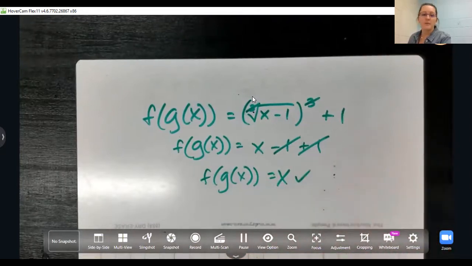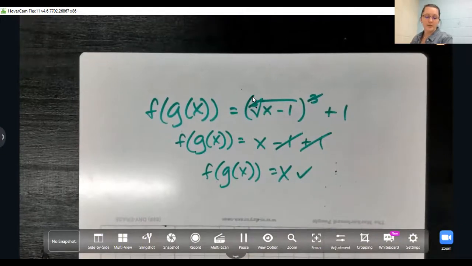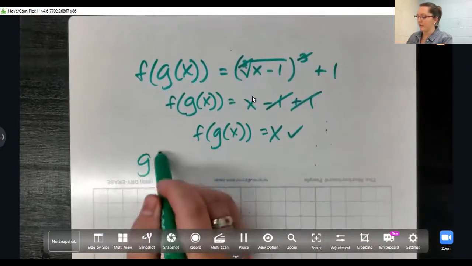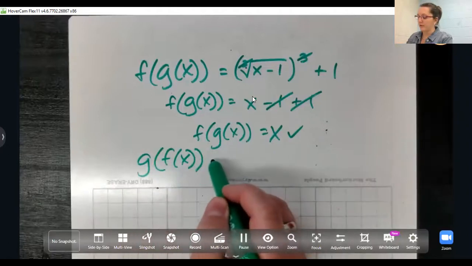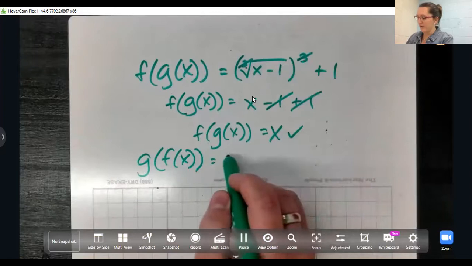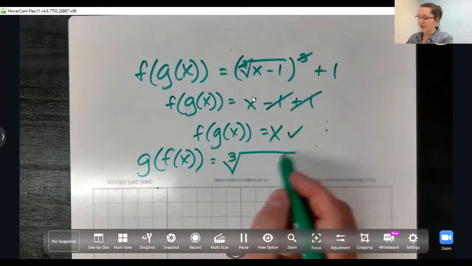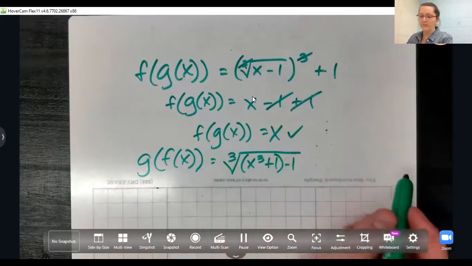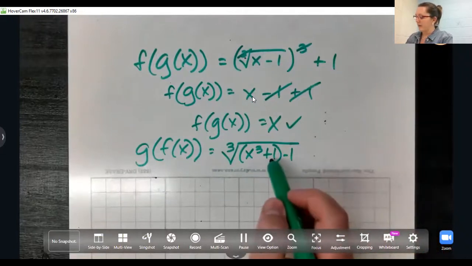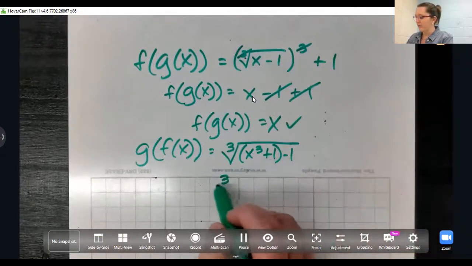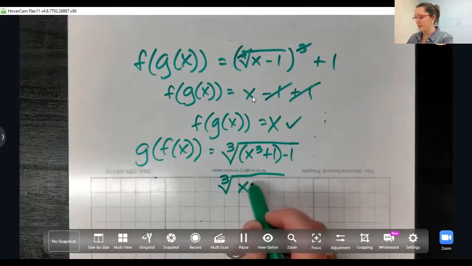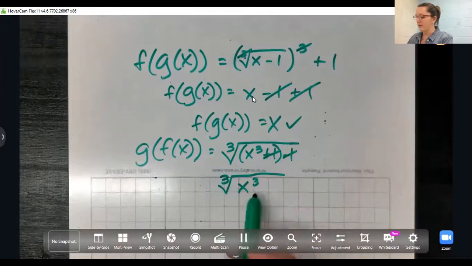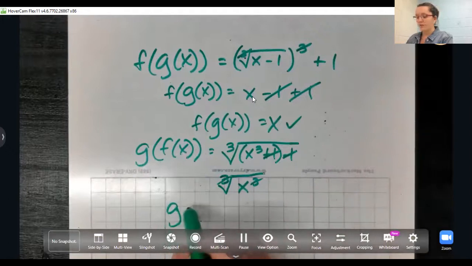So that checks out. But now we have to do the opposite, the vice versa, right? We have to do the g of f of x as well, just to verify that they are inverses of one another. It won't always work out is the thing there. So we have the cube root of that x minus 1. So we have the x cubed plus 1 and then minus 1 underneath. So let's simplify this. We have a positive 1 and a negative 1, so those cancel. So we just have a cube root of x cubed there. Cube root of x cubed is just x. So the g of f of x equals x.